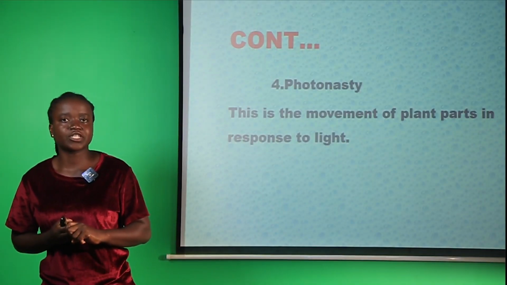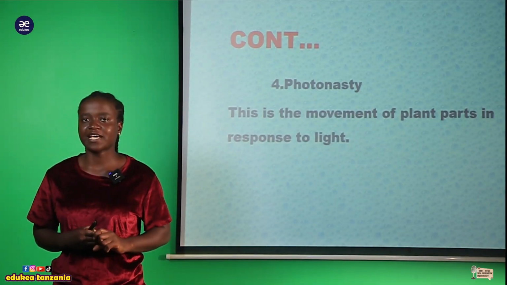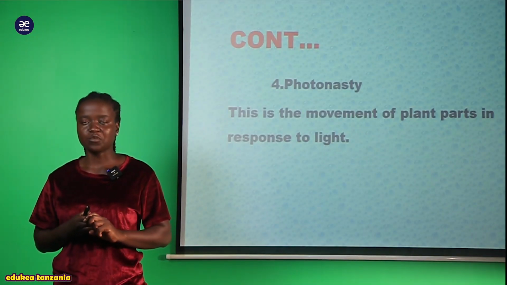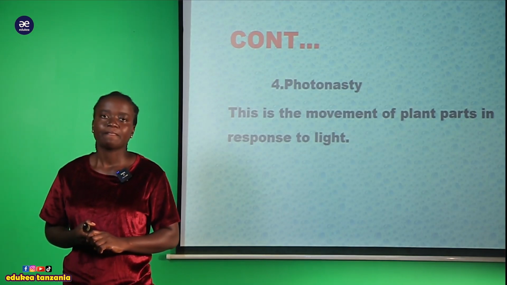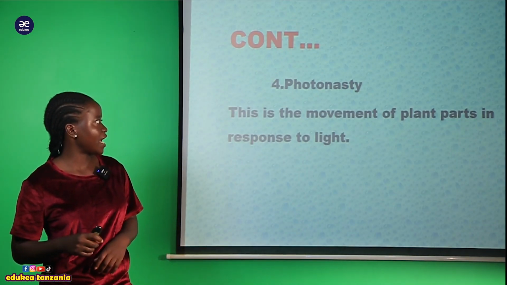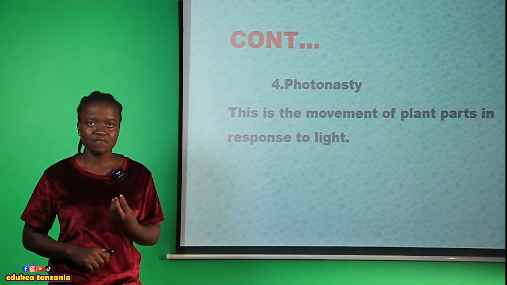Okay, now my students, we are proceeding to look at the types of nastic movement. We have already seen 3 types of nastic movement, and now we are going to proceed from where we ended in the last session. So now we have another kind of nastic movement, and this is called the photonasty movement.